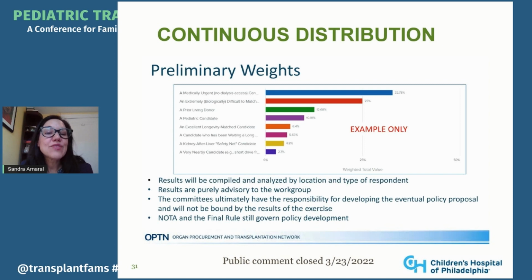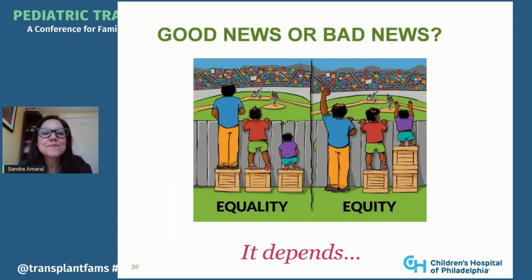And NOTA in the final rule will still govern policy development, but this is just a framework to inform how we weight the models. So is this good news or bad news for children getting solid organ transplants? And I would say it depends.